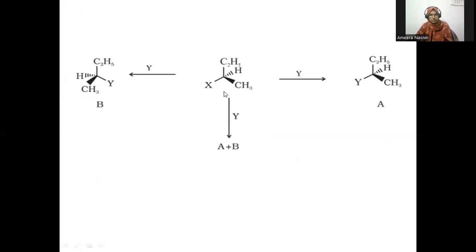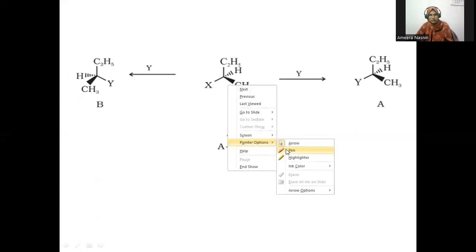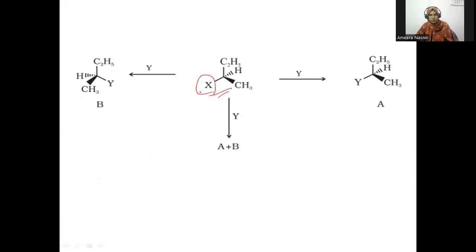Here we have another example, and in this molecule, the X group is getting substituted by a group called Y. So in A, we can see that all groups are facing the right side. In the product as well, all groups are facing the right side, and the new group is attached at the same position as the X. The Y is attached at the same position as X. So there is a retention of configuration when A is formed.